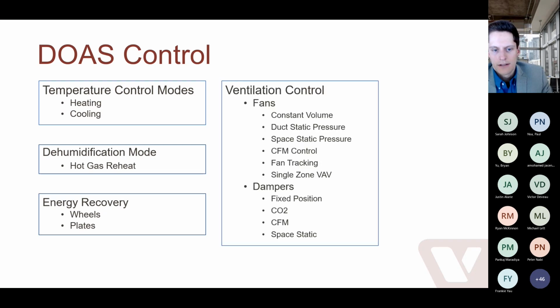And then ventilation control. We want to control our fans. There's a lot of different fan control options, and our dampers, right? So we want to control our outside air damper that can help us bring in more or less outside air. So all of these components have to be working in concert together. So it's important to think about what kind of control modes and methods we want, and there's a lot to choose from.